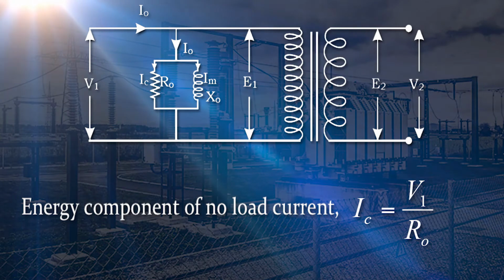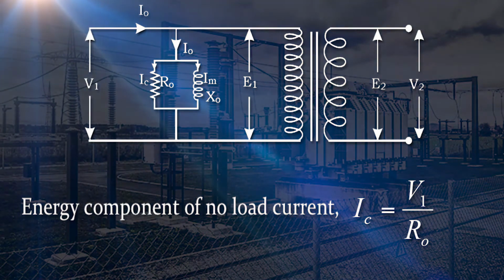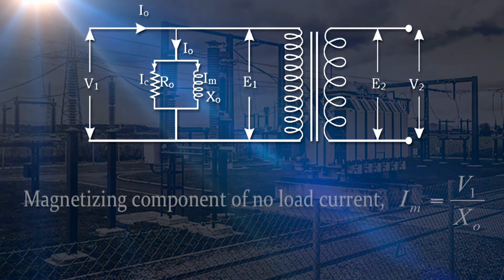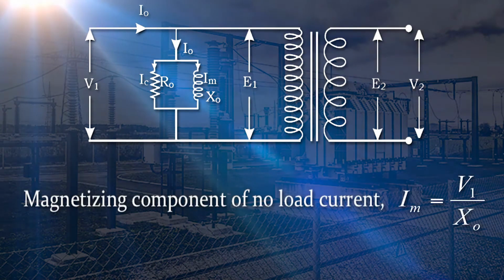That means this V1 will act as a voltage for R naught also, and this V1 will act for X naught also. So the energy component of no load current, IC, can be written as V1 upon R naught. Similarly, you can also find out the magnetizing component of no load current.